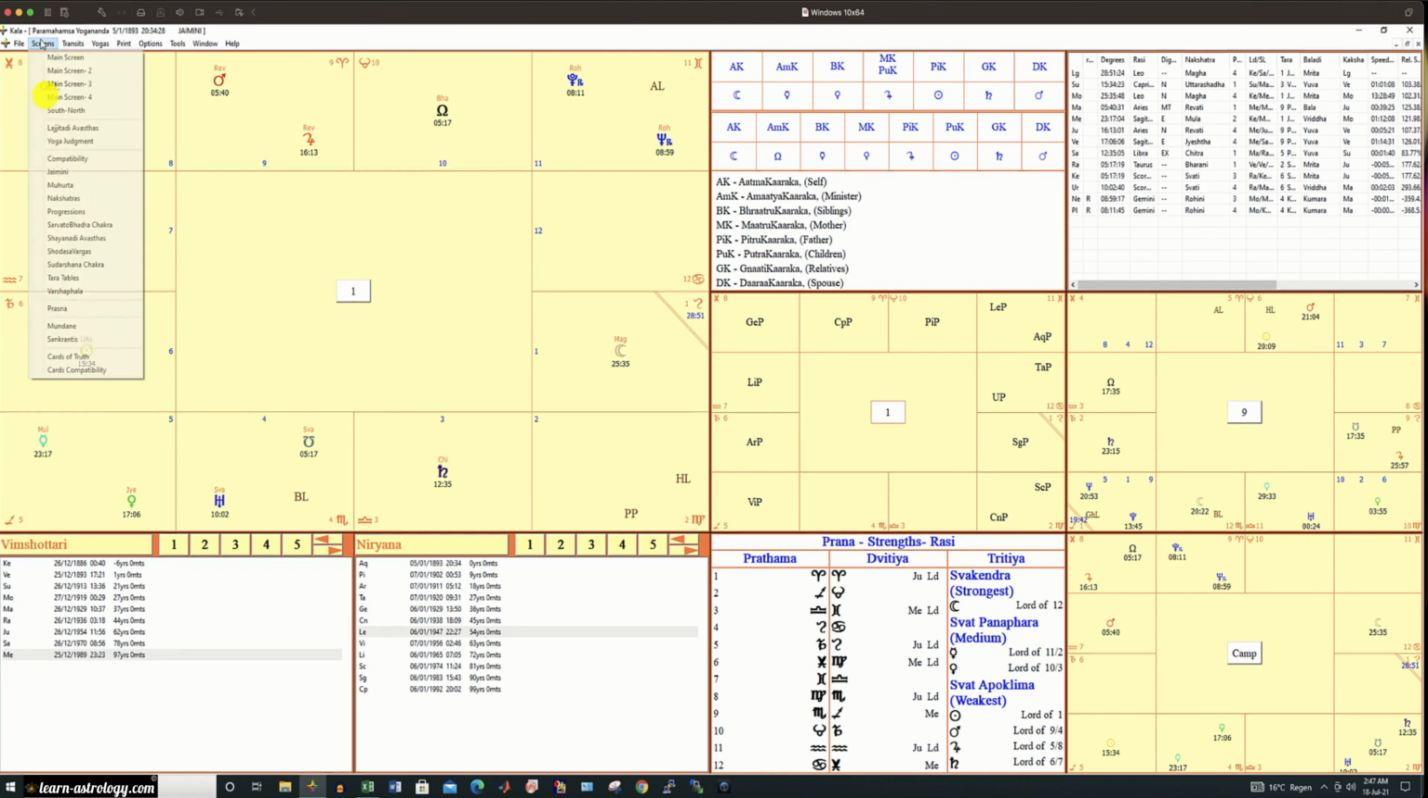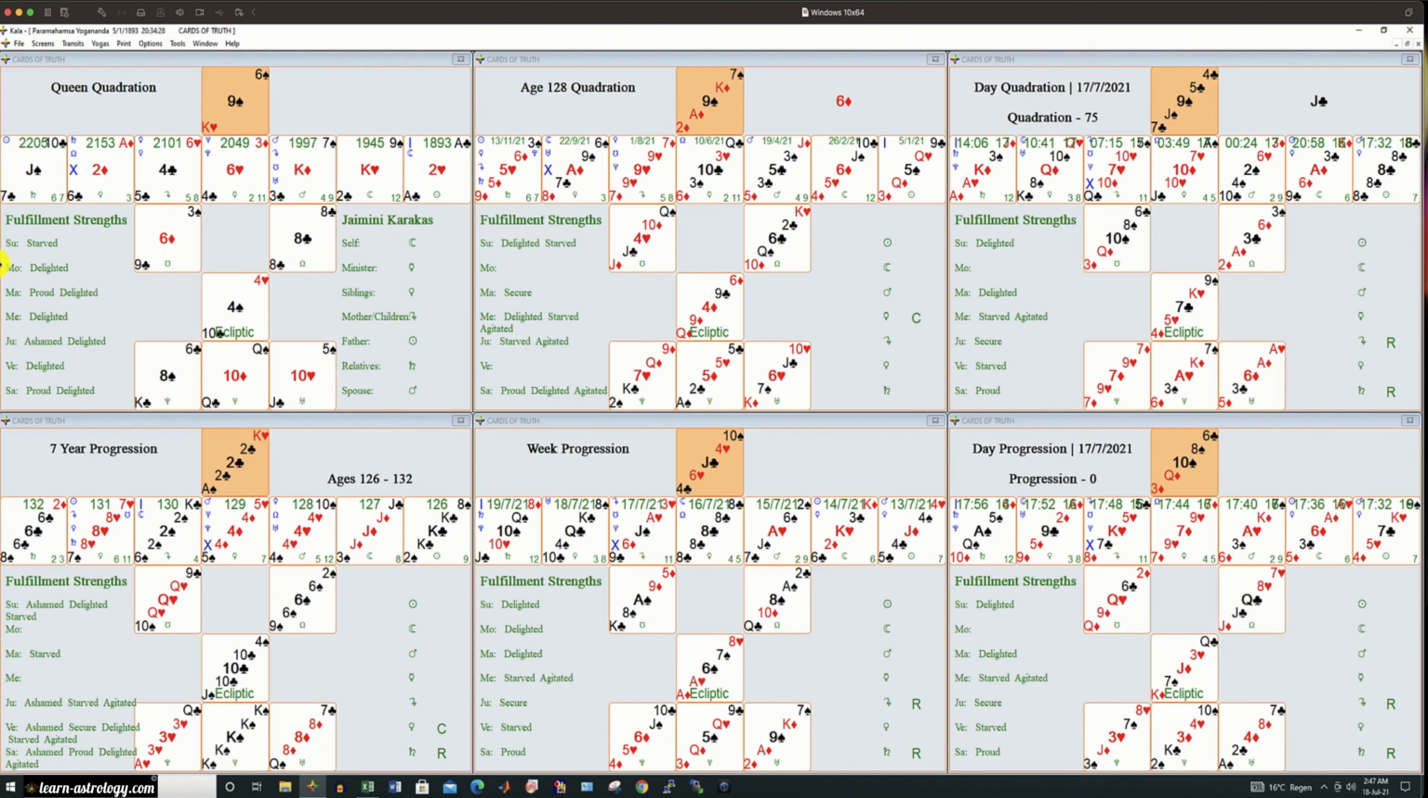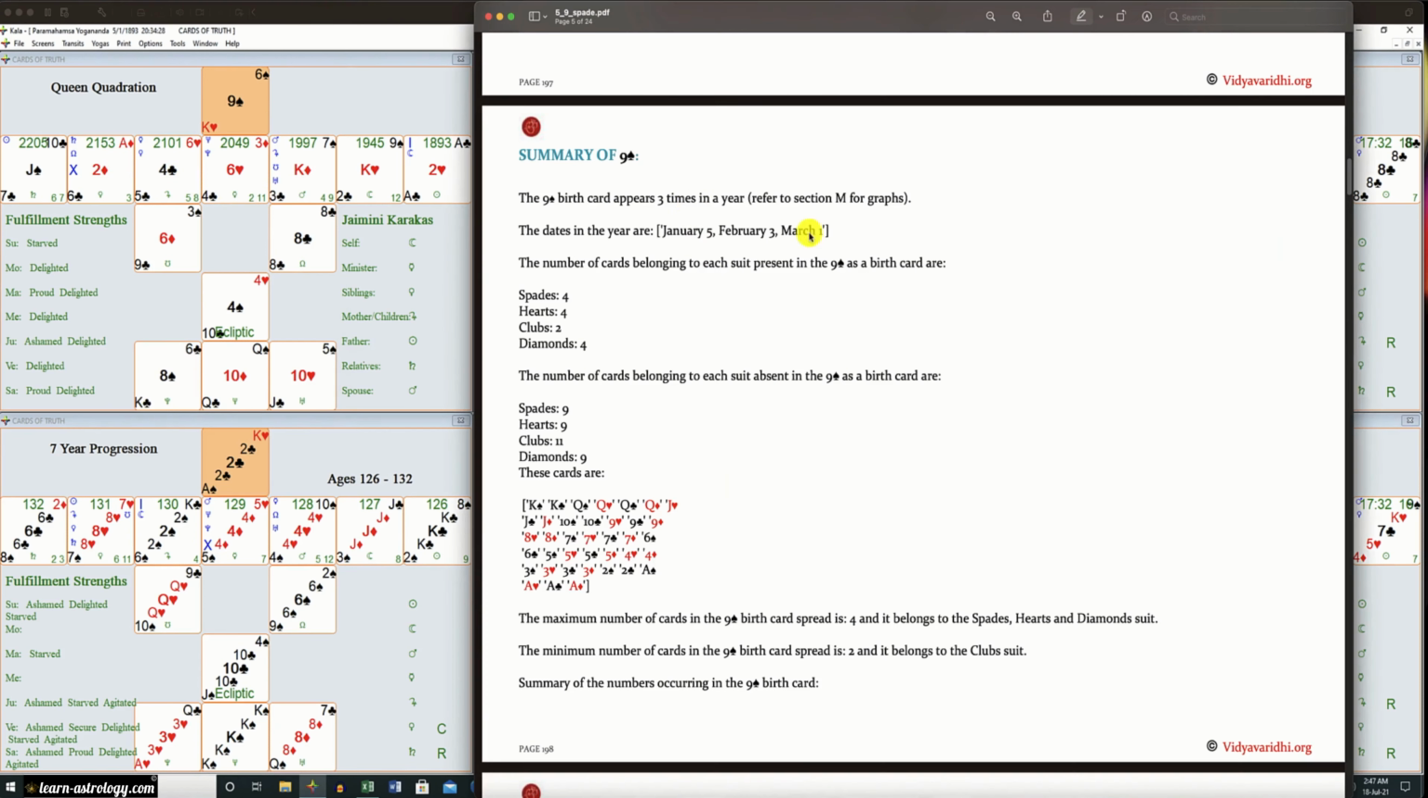If you go to the cards, you'll see the same things juxtaposed here. I've already explained this in an early video. So let's just see how things change for him in terms of the spades, clubs, diamonds, and hearts. Okay, we know from the summary of the Nine of Spades that the maximum cards they get are equally spades, hearts, and diamonds. So what about Paramahamsa Yogananda?